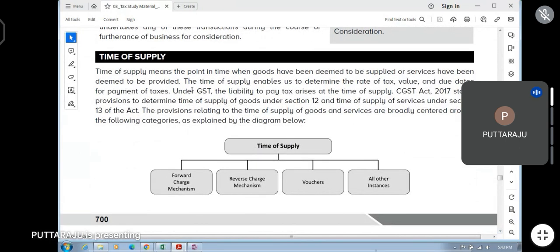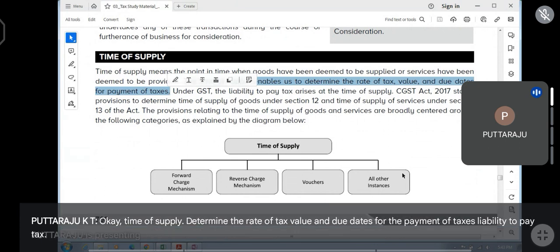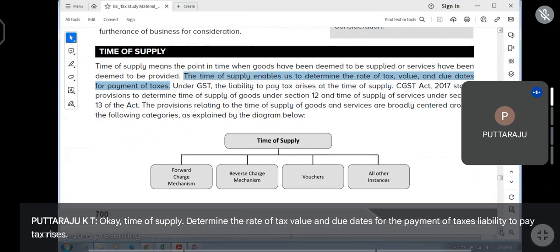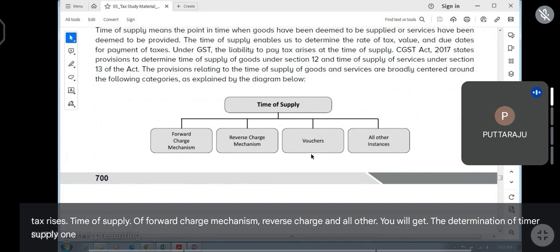Okay, time of supply determines the rate of tax, value and due dates for the payment of taxes. Liability to pay tax arises. Time of supply of forward charge mechanism, reverse charge, voucher and all other. You will get the determination of time of supply, 1 mark or 2 marks of this voucher. Very easy.